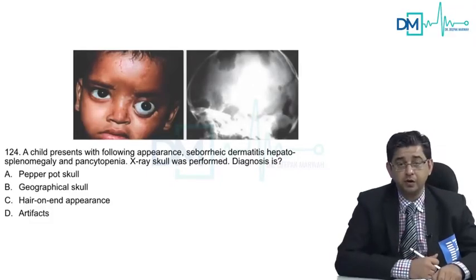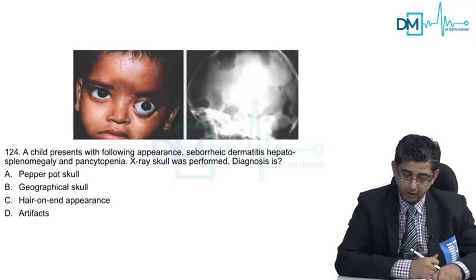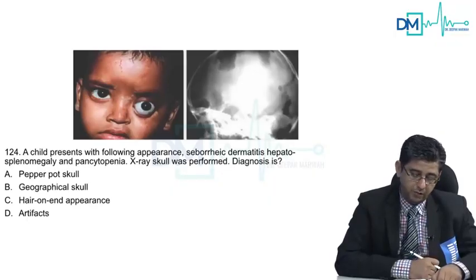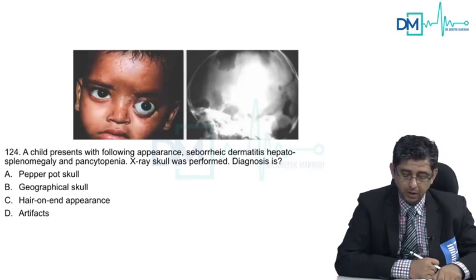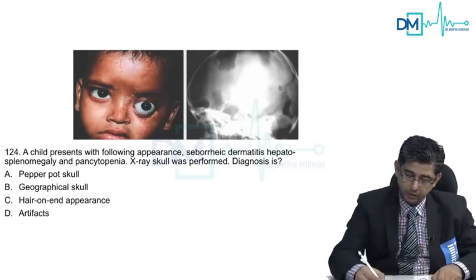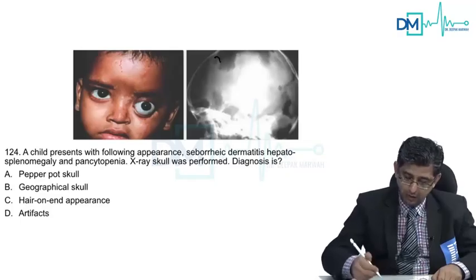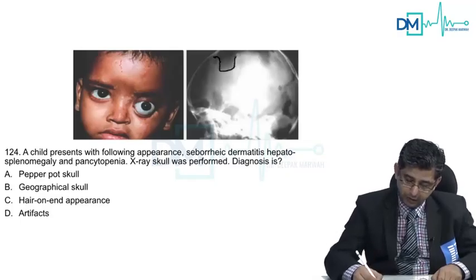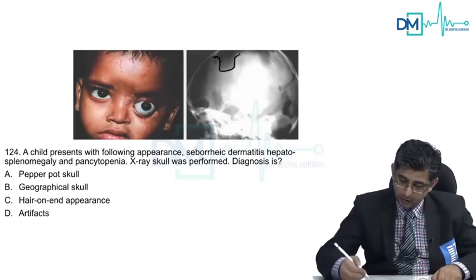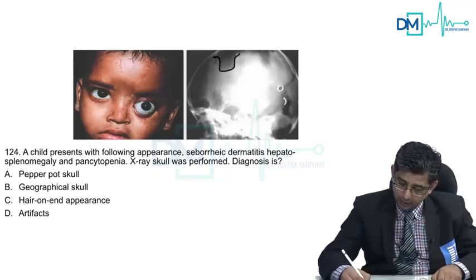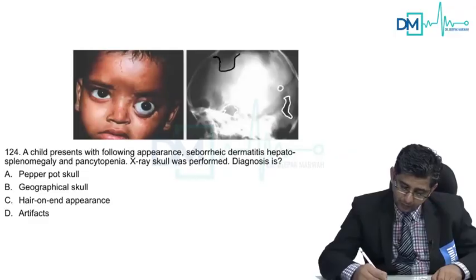A child presents with the following appearance: seborrheic dermatitis, hepatosplenomegaly, pancytopenia. The initial presentation would make it sound like the child has a blood cancer, but then if you look at the skull of the patient, you can see these huge craters which are formed. These craters in the skull would be called a geographical skull.